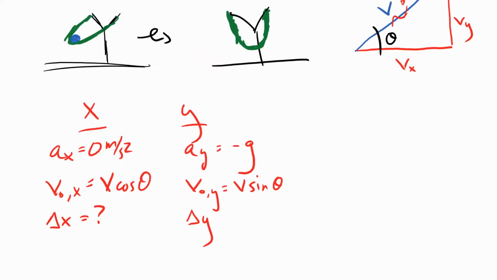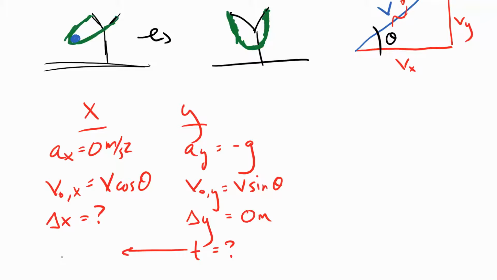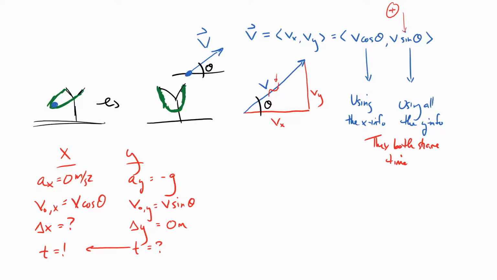Anyway, point is, that would tell me that delta y would be 0 meters, because its initial height and its final height are the same, so final minus initial is 0. This I could then use to solve for t. And once I've done that, I can use that same time over in my x setup. This is the basic premise of basically every projectile motion problem. You have enough information to solve either x or y, and then you need to take that information and bring it back over to the other dimension.